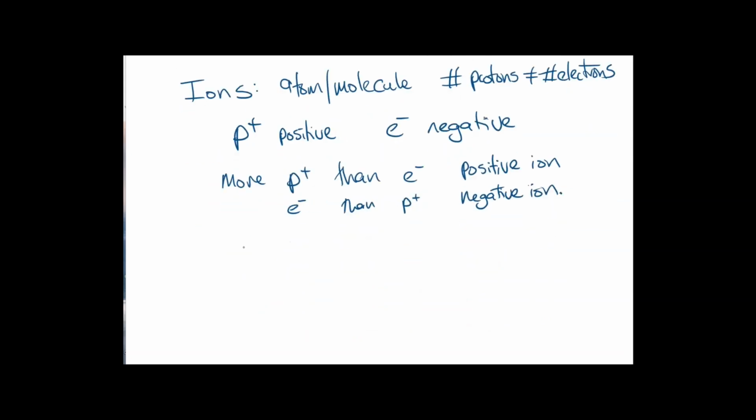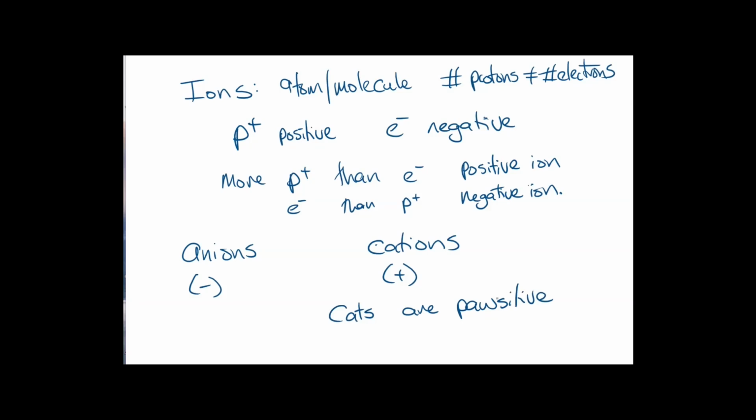You may see ions being described as anions and cations. Which one is which? Well, anions are negative, cations are positive. How do you remember it? Cats are positive. Cats have paws, cats are positive. That's a really stupid mnemonic, but it's the one that I know. If you know any good ones, let me know. But that's the one that I remember. Cations are positive, anions are negative.